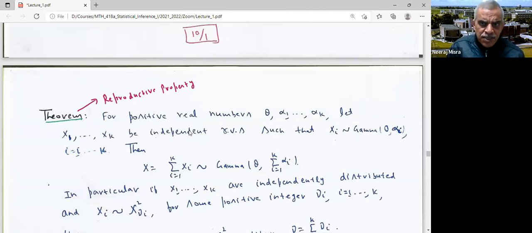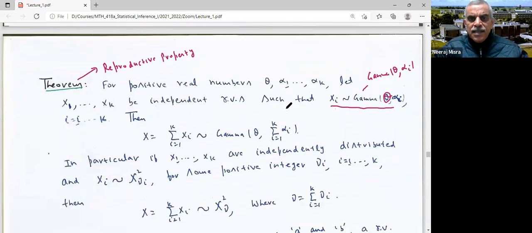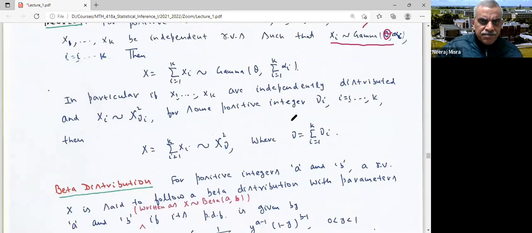So for positive real numbers theta, alpha 1, alpha 2, ..., alpha k, let x1, x2, ..., xk be independent random variables such that xi has gamma theta, alpha i, that means my theta is the same and alpha i's are changing. So my scale parameter is the same, which is theta, and my alphas are different. Then if I consider summation xi, it would have a gamma distribution with the same scale parameter theta and the alpha parameters getting added. Again, one can prove this easily by the moment generating function approach.